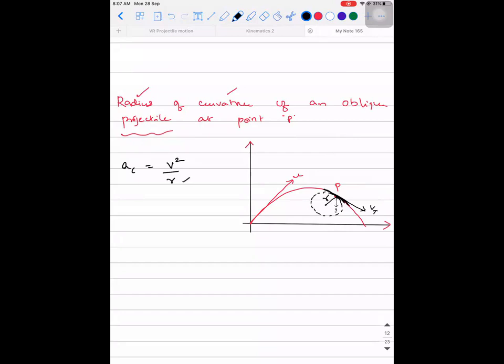Where R stands for what? Radius of circle. That's right. Then what about V? V is the velocity, accepted. But which component of velocity do I need to take into consideration?